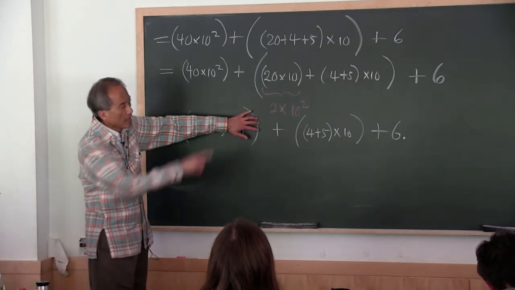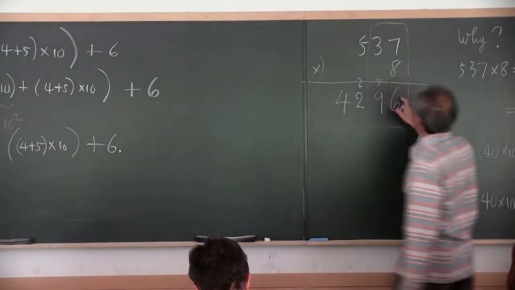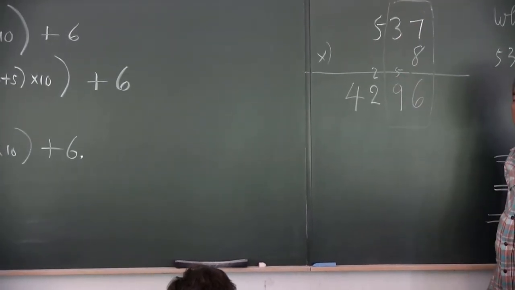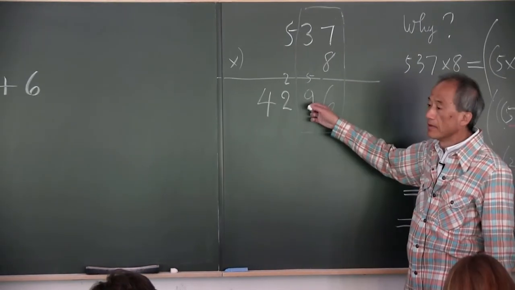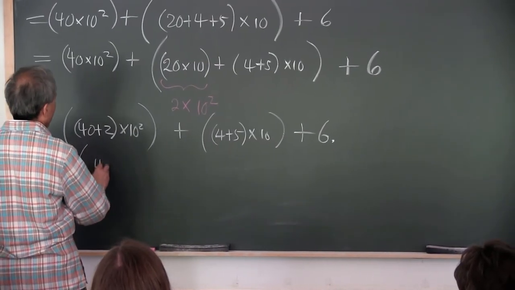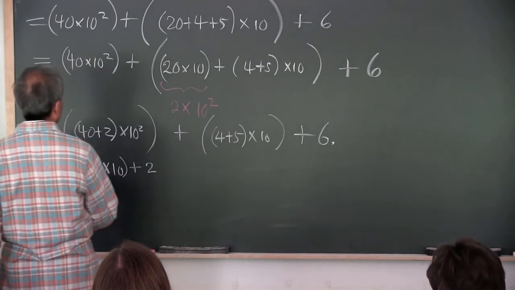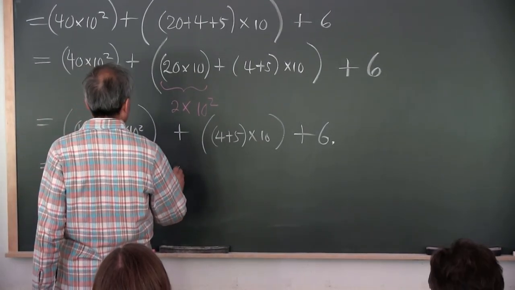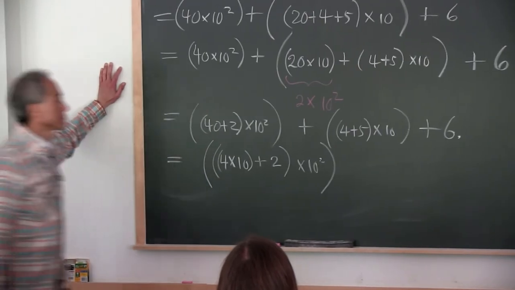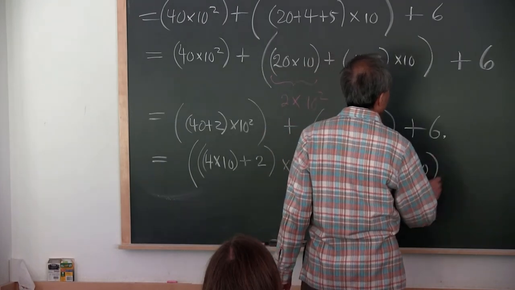Now you notice, except for this, I've taken care of two columns, correct? Like that. 24 and then 5. So now I deal with this. Well, that is quite obvious. So this is what? 4 times 10 plus 2. Oh boy. The parentheses pile up. Right. Plus 4 plus 5 times 10 plus 6.